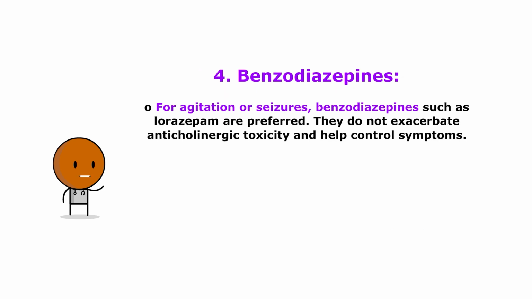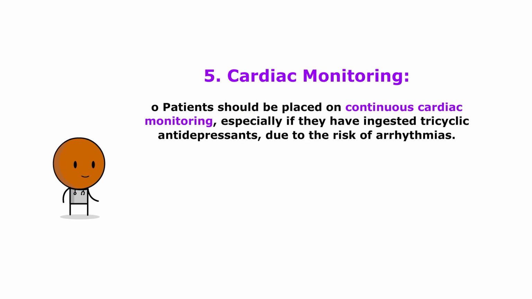Four, benzodiazepines. For agitation or seizures, benzodiazepines such as lorazepam are preferred. They do not exacerbate anticholinergic toxicity and help control symptoms. Five, cardiac monitoring. Patients should be placed on continuous cardiac monitoring, especially if they have ingested tricyclic antidepressants due to the risk of arrhythmias.